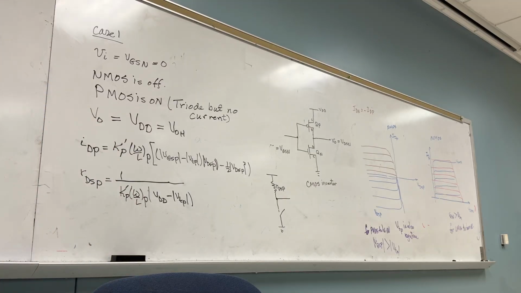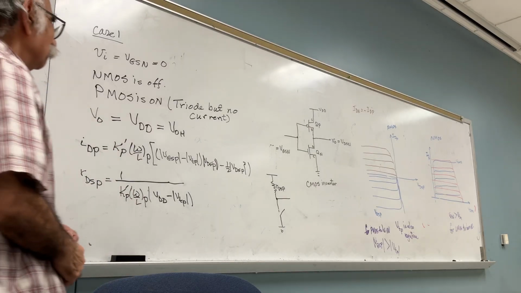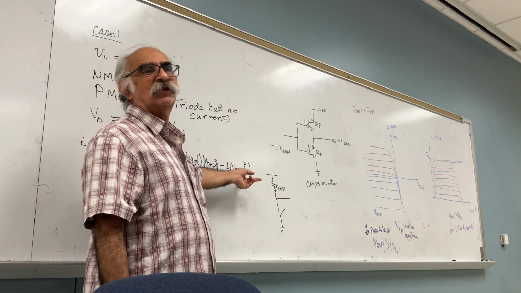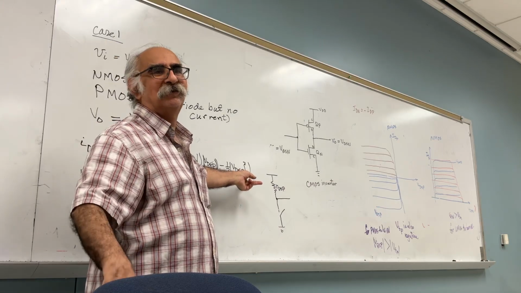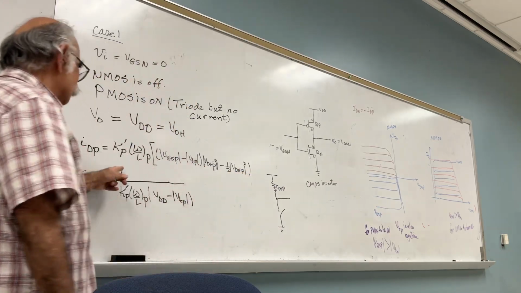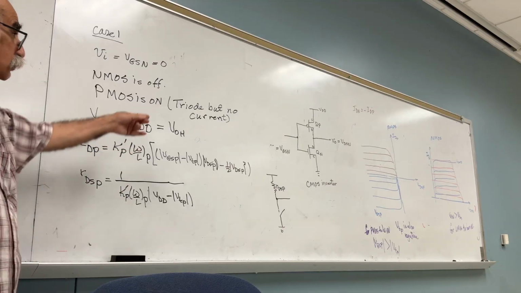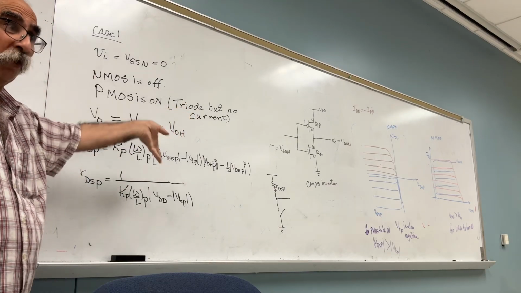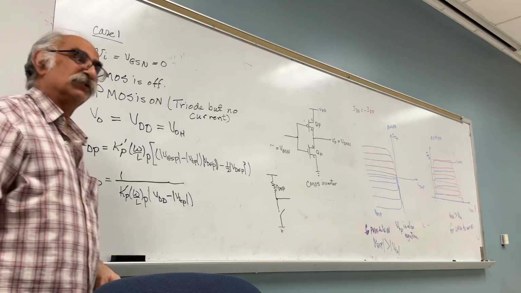Clear so far? Yes or no? Yes. Okay, one more time. What happened to this term? Ignore it. Clear? So, why is it 1 over? Because the slope of this one, the slope is what? It is 1 over the resistance.